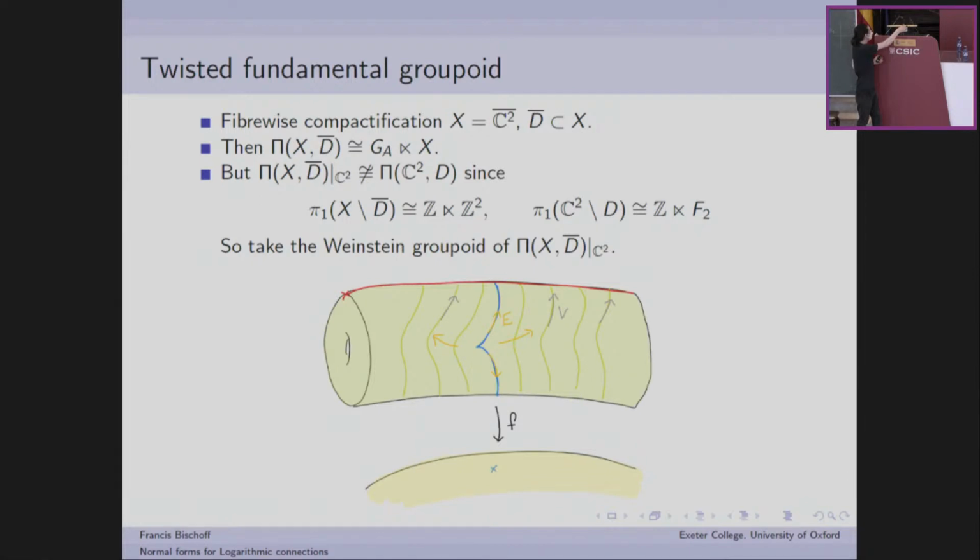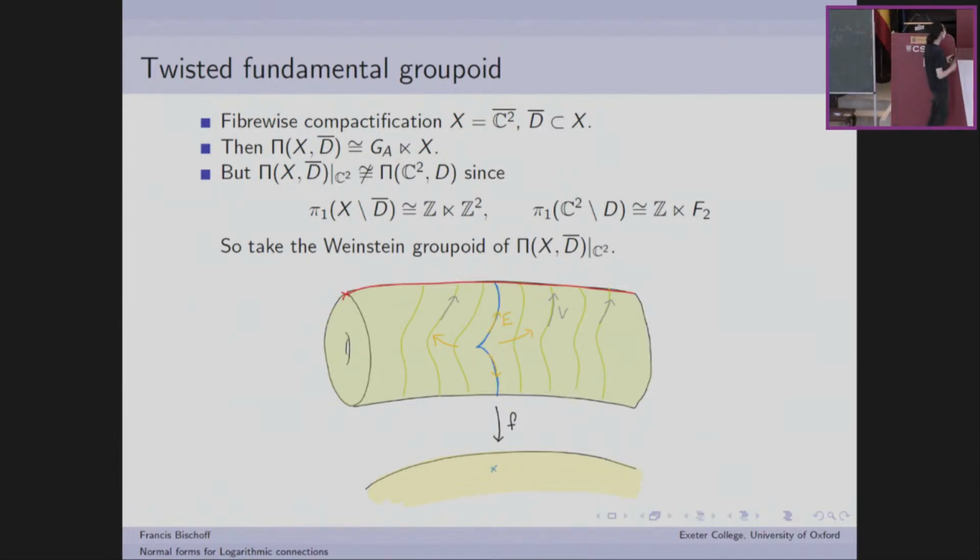Because the fundamental groups of D in X and D in C2 are not the same. In one case, you have a torus fibration over C star. So the fundamental group is the semi-direct product of Z on Z2. But in the other case, it's a bundle of punctured tori over C star. So the fundamental group is the semi-direct product of Z with a free group. Okay, so that's what's going on. But if you want, just take the Weinstein groupoid, the universal cover of this thing.